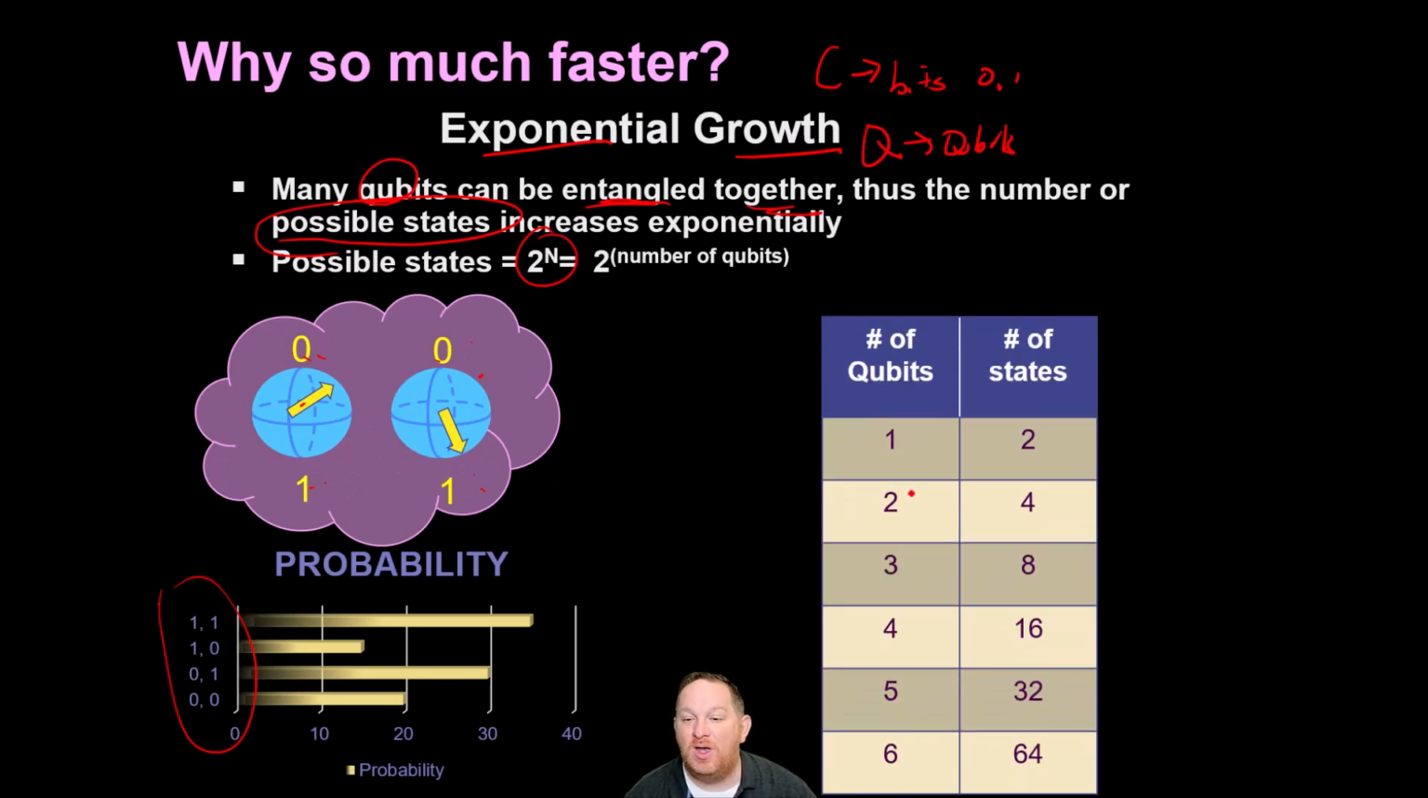But now imagine if I had 3. Then I go up to 8 different states. 4, go up to 16. You can see how this exponentially grows, where if we're having a 6 qubit computer, we've got 64 possible outcomes of data. And this is going to really allow much more processing.